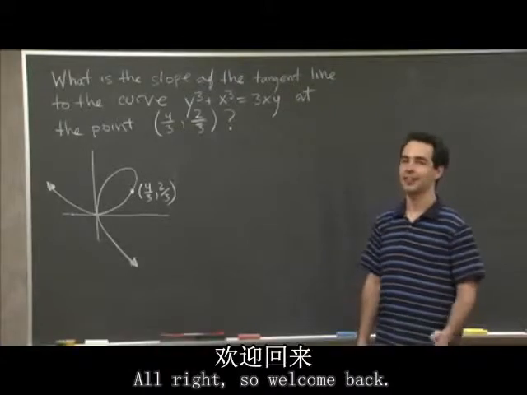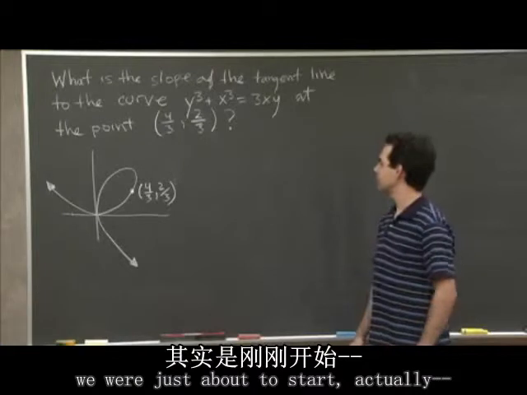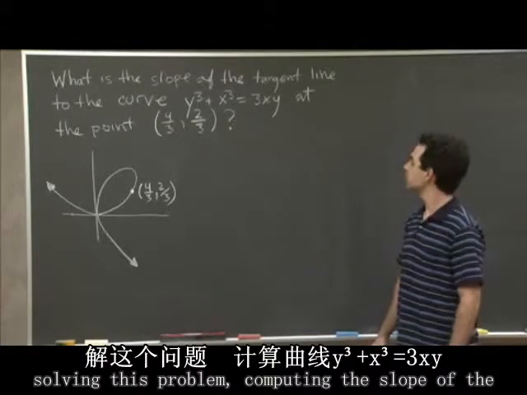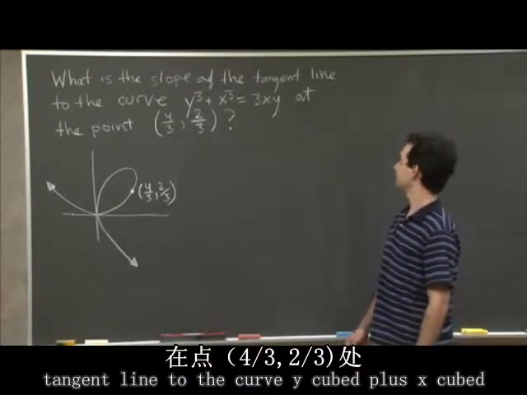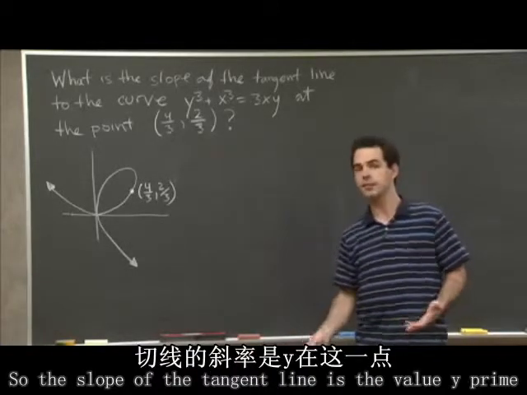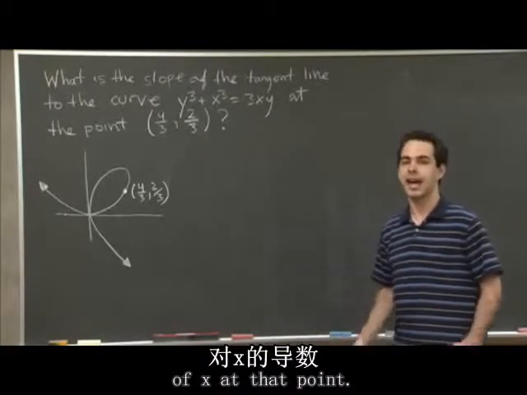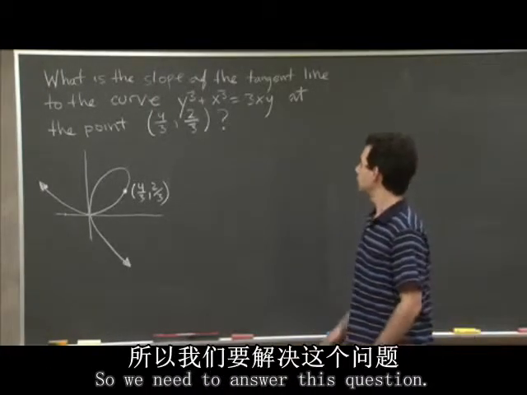All right, so welcome back. We were just about to start solving this problem, computing the slope of the tangent line to the curve y cubed plus x cubed equals 3xy at this point 4/3, 2/3. So the slope of the tangent line is the value y prime of x at that point. So we need to answer this question.